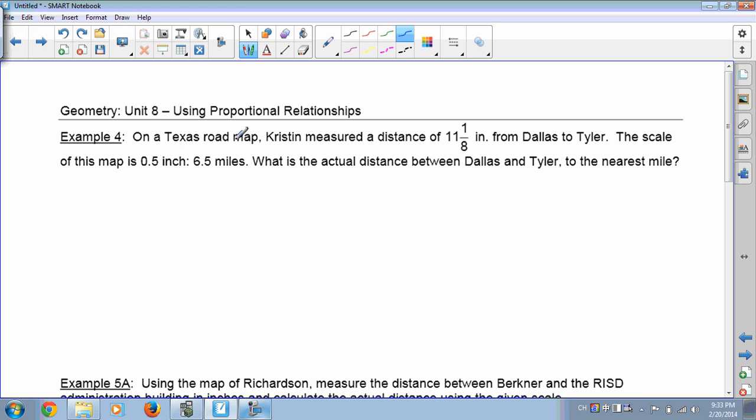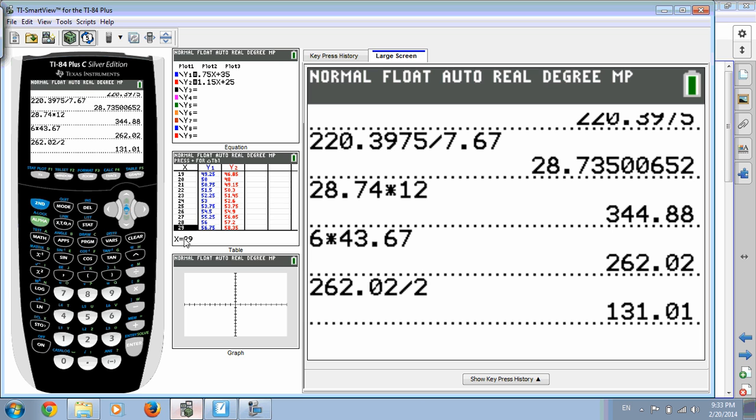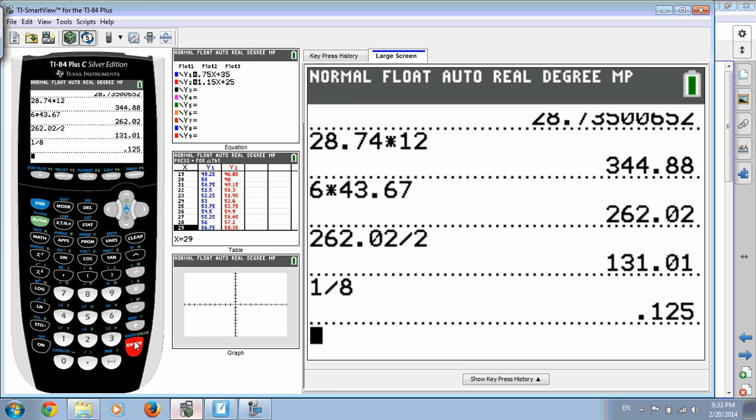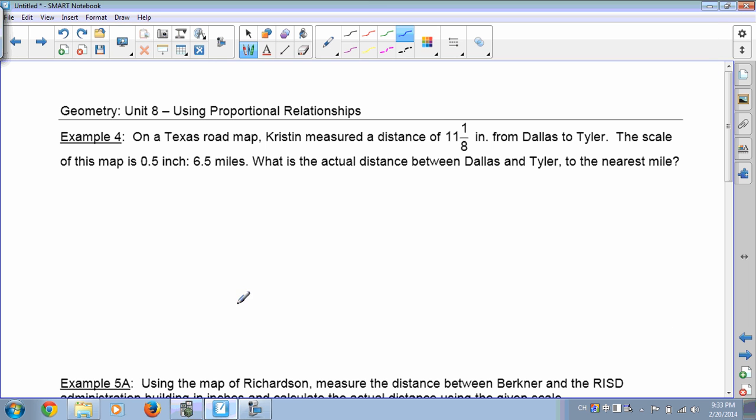Okay, on a Texas road map, Kristen measured the distance of 11 and 1/8 inches from Dallas to Tyler. Let's go ahead and figure out what 1/8 is on our calculator so I can put it as a decimal. 1 divided by 8 is 0.125. Okay, so this would be 11.125 inches from Dallas to Tyler on our map. The scale of this map is for every 0.5 inches, in real life, it's 6.5 miles. What is the actual distance between Dallas and Tyler to the nearest mile?